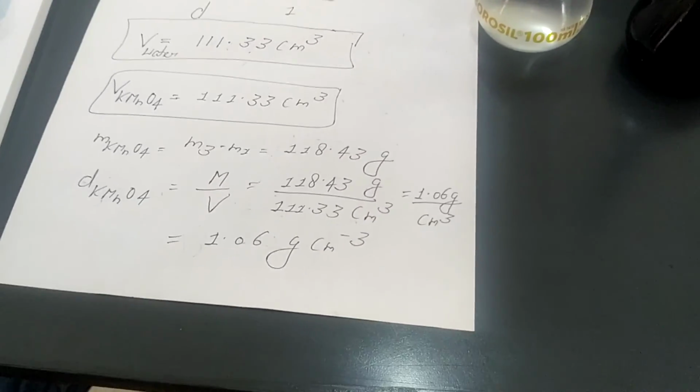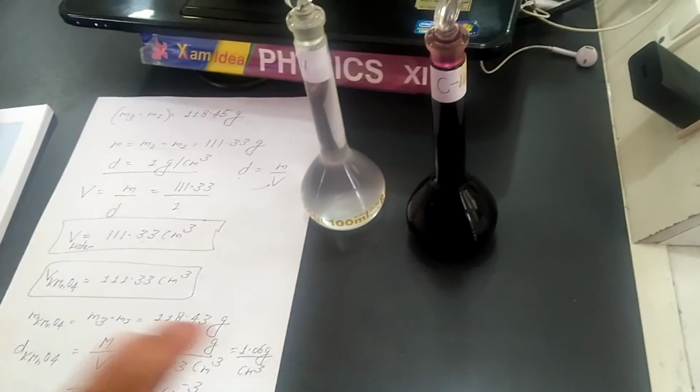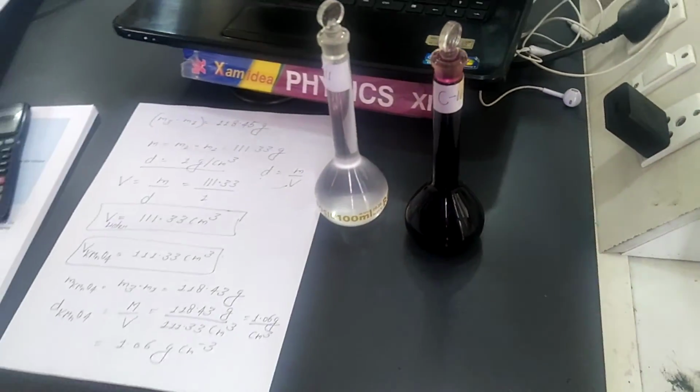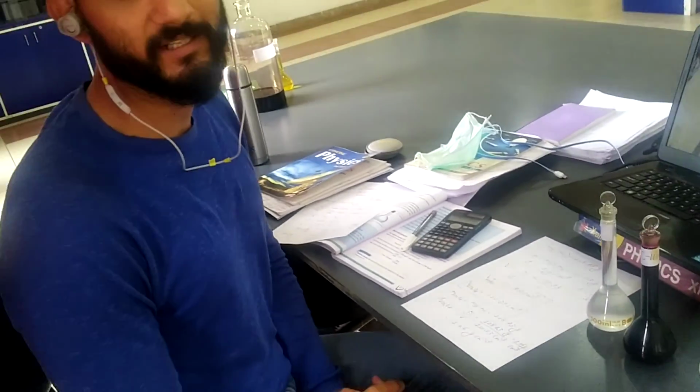So this is how you have to calculate the density of any given liquid. I calculated it for KMnO4. You can calculate it for oil or anything as such, right?